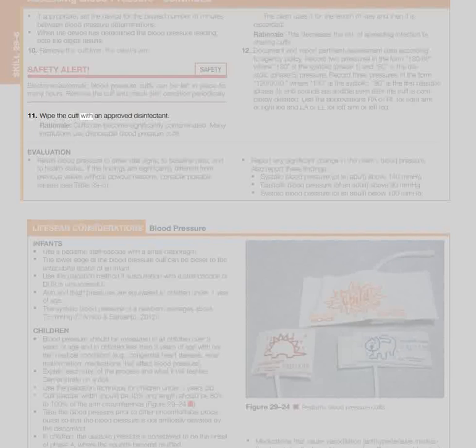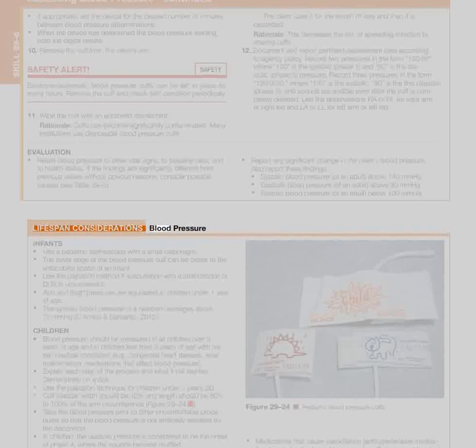11. Wipe the cuff with an approved disinfectant. Rationale: cuffs can become significantly contaminated. Many institutions use disposable blood pressure cuffs. Report any significant change in the client's blood pressure. Also report these findings: systolic blood pressure of an adult above 140 mmHg, diastolic blood pressure of an adult above 90 mmHg, systolic blood pressure of an adult below 100 mmHg.